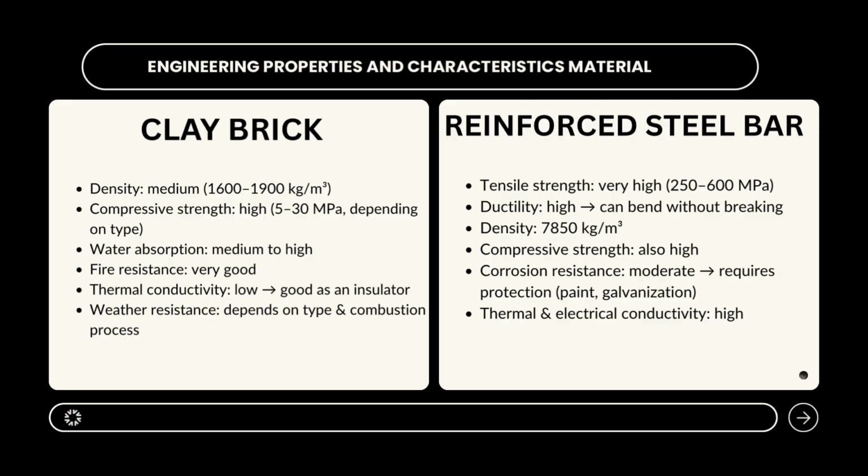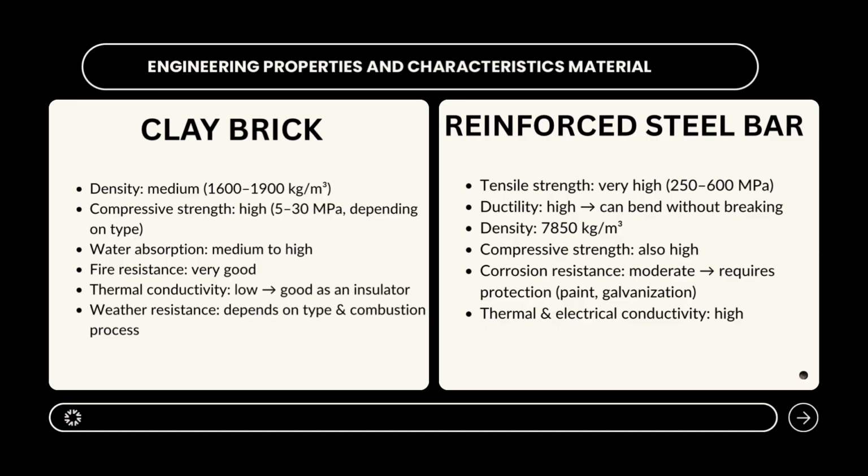Engineering properties and characteristic material. Clay brick: density medium, 1600 to 1900 kilograms per cubic meter. Compressive strength 5 to 30 MPa depending on type. Water absorption medium to high. Fire resistance very good. Thermal conductivity low, good as an insulator. Weather resistance depends on type and combustion process.